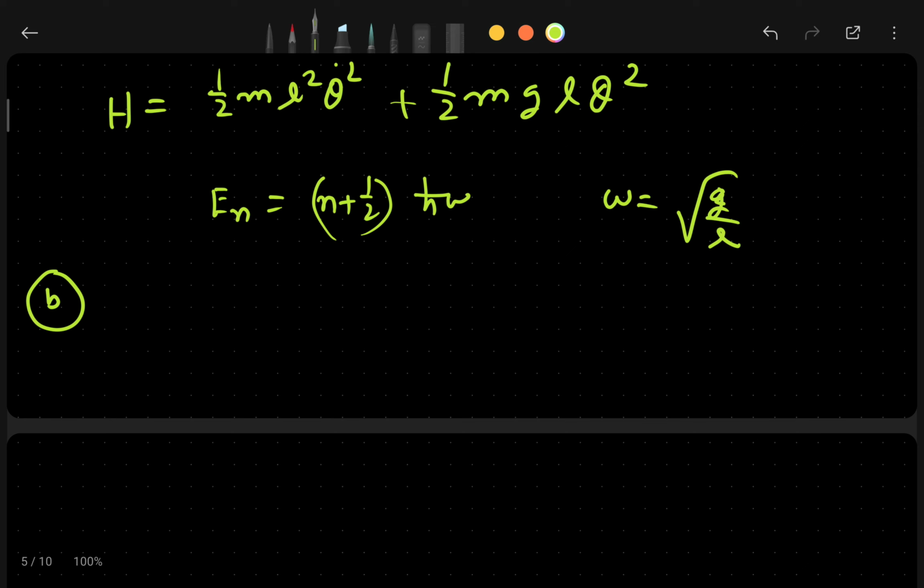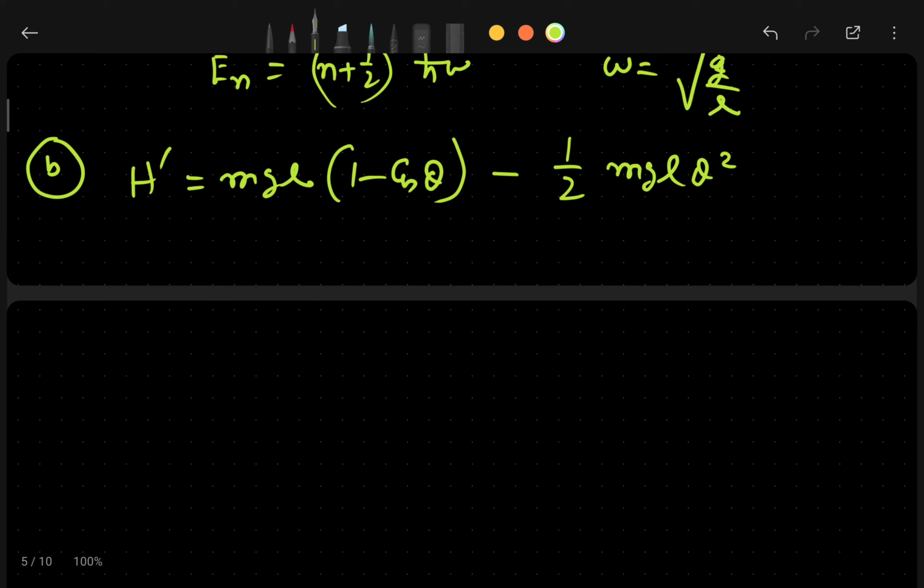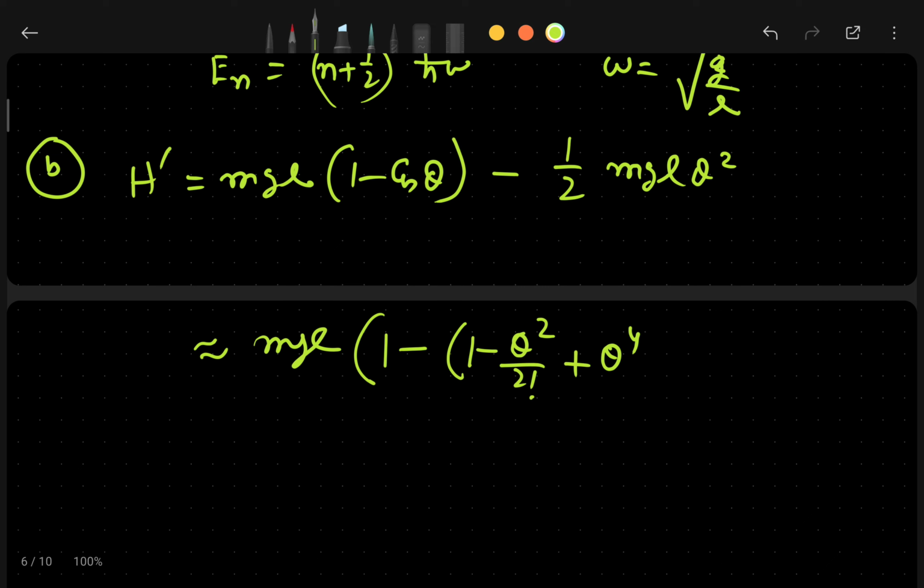Then the perturbation of the Hamiltonian. The perturbation H prime equal to mgl(1 minus cos theta) minus 1 by 2 mgl theta squared. So the perturbation is approximately mgl(1 minus (1 minus theta squared divided by 2 factorial plus theta to the power 4 divided by 4 factorial), and so on) minus 1 by 2 mgl theta squared.